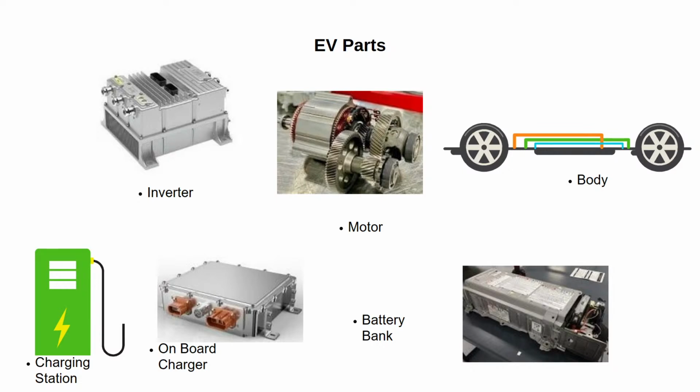EV batteries are typically lithium ion batteries made up of individual cells grouped together in a module or a pack. The battery capacity is measured in kilowatt hours and it determines the vehicle's driving range.